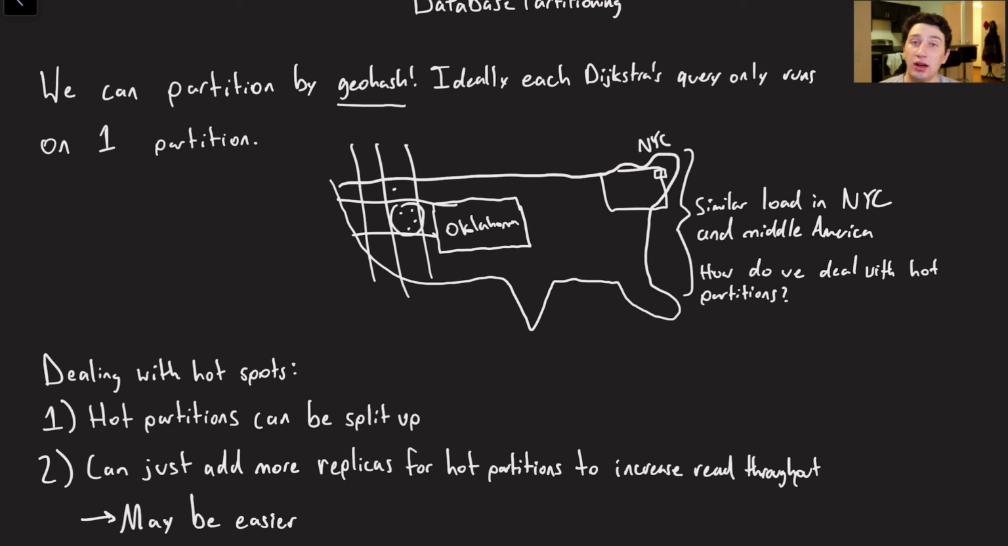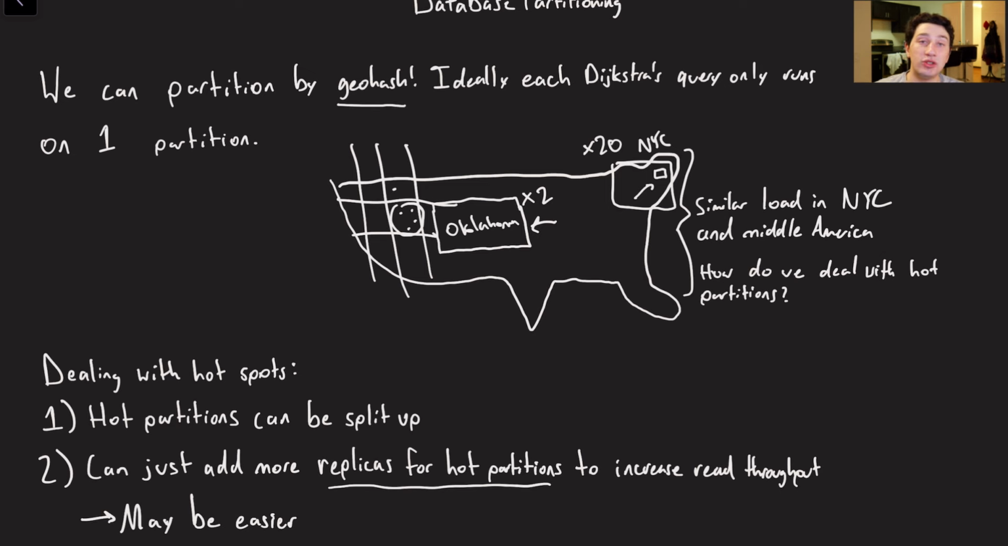So what you could do is a couple of things. For one, you could dynamically size our geohash partitions, right? So rather than using this whole big box right here, New York City is just a very small box, and that way you end up getting pretty even load between these two. Another option is that, for the most part, these things are going to be read-only, so we could just add more replicas for the hot partitions. Maybe this one over here in Northeast America, which is going to get a lot more traffic, could have 20 replicas, and Oklahoma maybe has two.